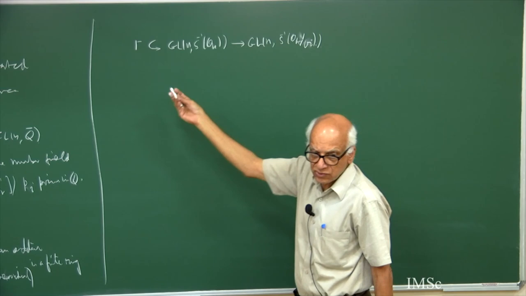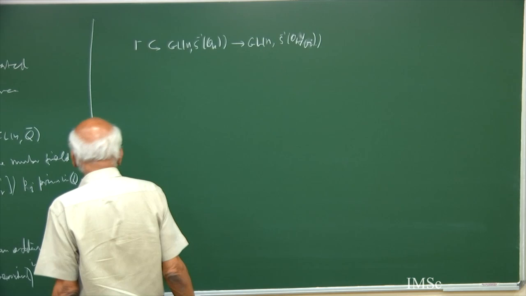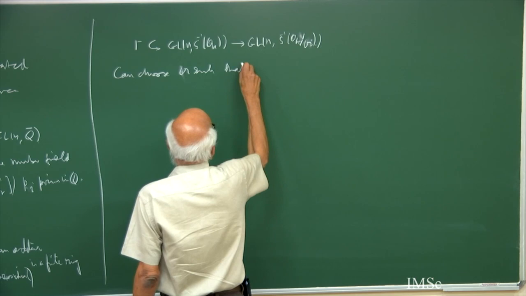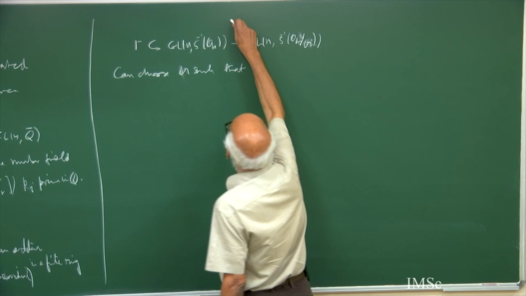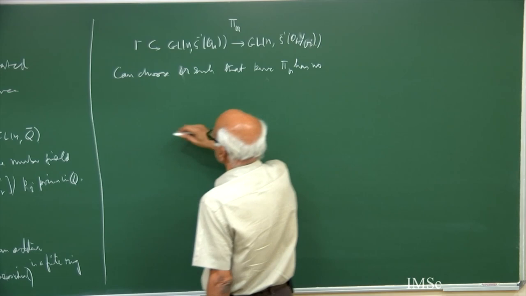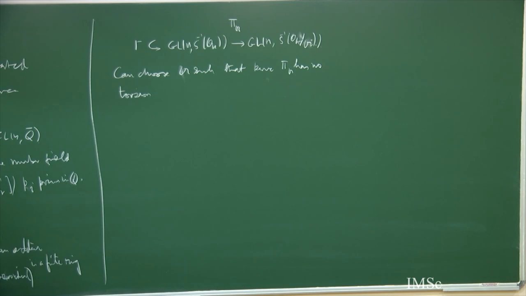The point is that we can choose A such that the kernel, we call this pi A, the kernel of pi A has no torsion. Torsion, an element has torsion means what? Its eigenvalues are all roots of unity. Some power of it equals 1, so its eigenvalues are roots of unity.